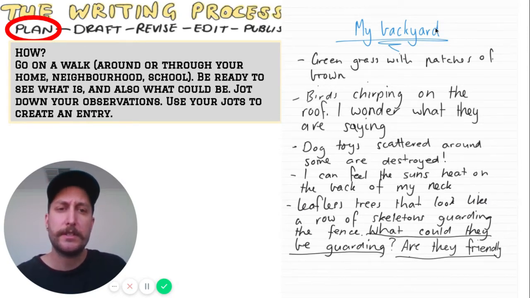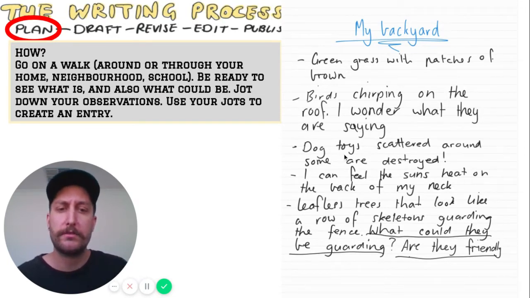So what I did is I went for a walk in my backyard, and I just started jotting down everything that I saw as I took each step. And here are some of the things that I was jotting down. I saw some green grass with patches of brown. There's some birds chirping on the roof. I wonder what they were saying. So I started to think a bit further about that observation. As I kept walking, I saw some dog toys scattered around. Some are destroyed. I could feel the sun's heat.